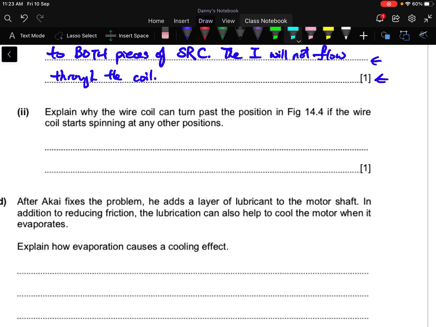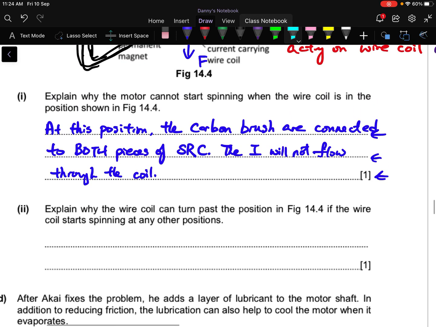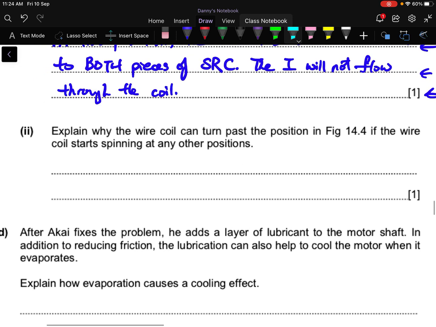Okay, let's move on to part 2. For part 2, I have a portion of candidates trying to explain that the split ring commutator will reverse the current and all that. Please note that the question didn't ask you why the rotation is going in a single direction. They didn't ask you that. Instead they are asking you, how come it can turn past even though part 1 says that there's no force or there's no moment. So for part 2, what I'm looking out for is your understanding of inertia.